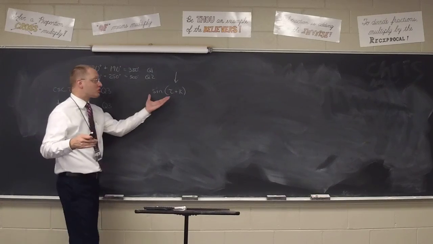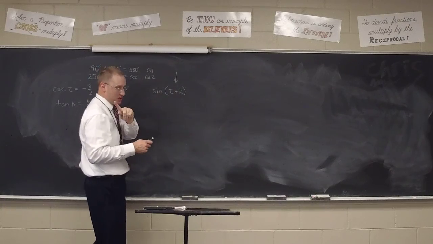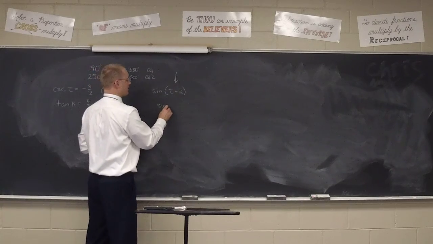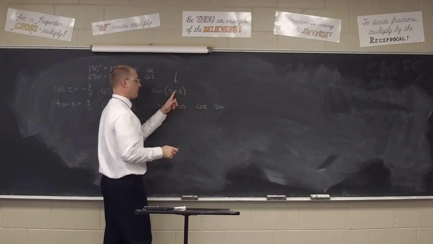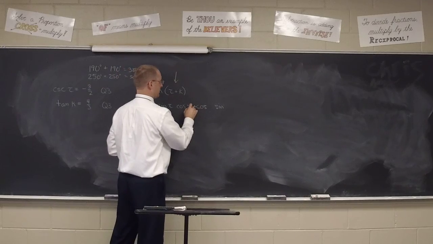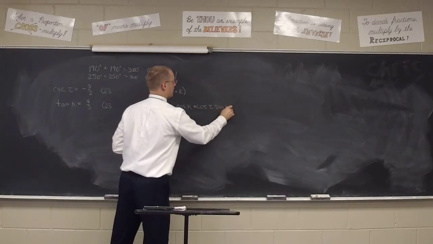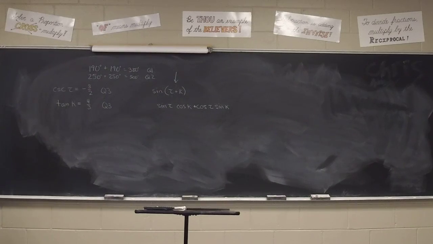And what we should always do when we see sine of a sum or difference, we don't distribute, we write sine, cosine, plus or minus, cosine, sine. How about just sine, cosine, cosine, sine? And we keep whatever the sign is, because that's a lot easier to say. Let's do that, so do that at your seat. Sine tau, cosine kappa plus cosine tau sine kappa.